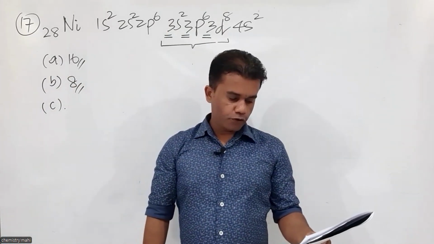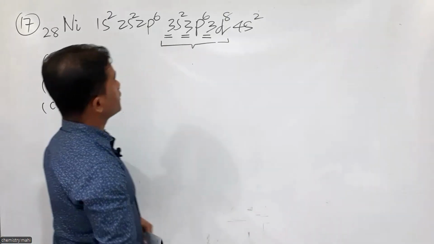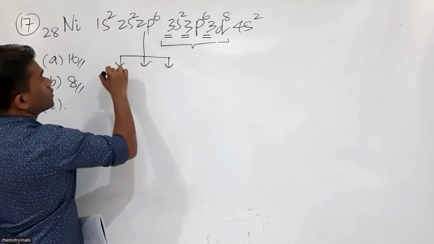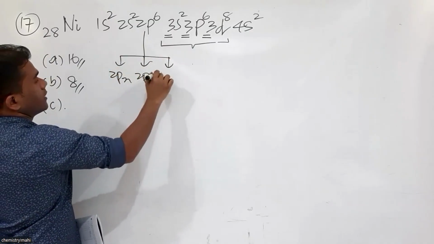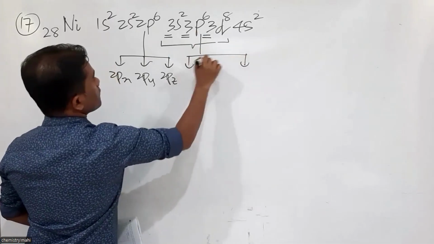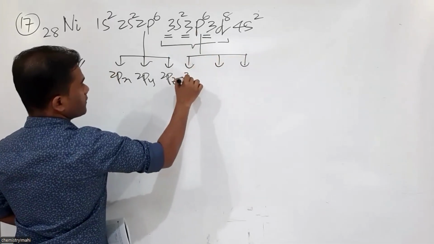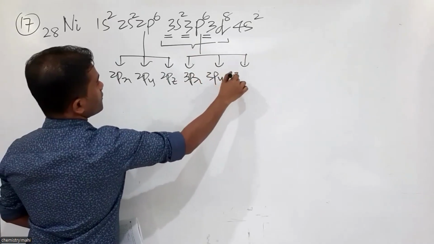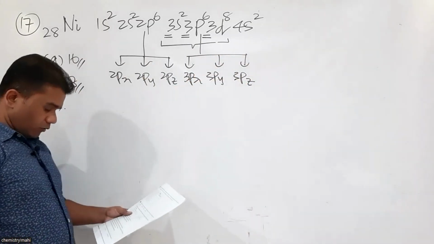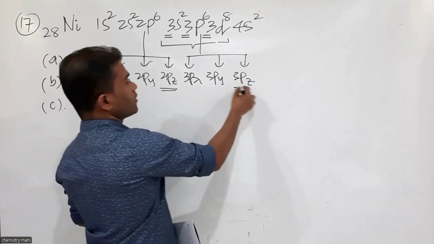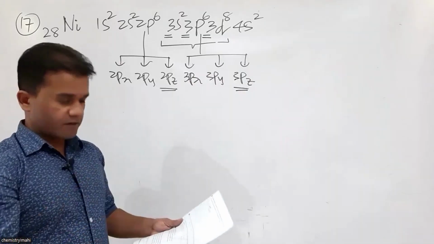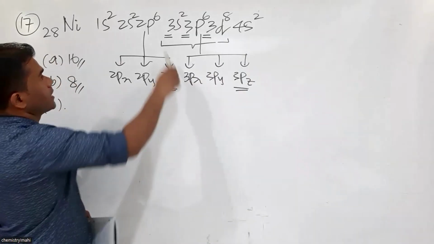How many electrons occupy pz atomic orbitals? Once I consider 2p, there are 3: 2px, 2py, 2pz. Once I consider 3p, there are 3: 3px, 3py, and 3pz. In n equals 4, there is no 4p. Now they ask only pz, so 2pz or 3pz. Pz can be 2pz and 3pz. Then there are a total of 6 electrons.